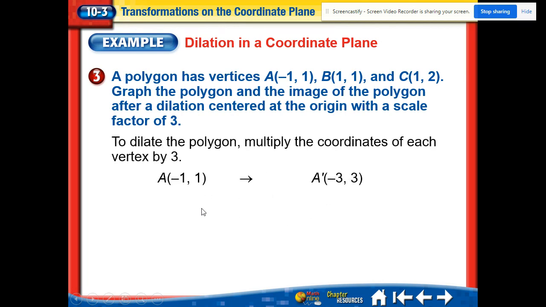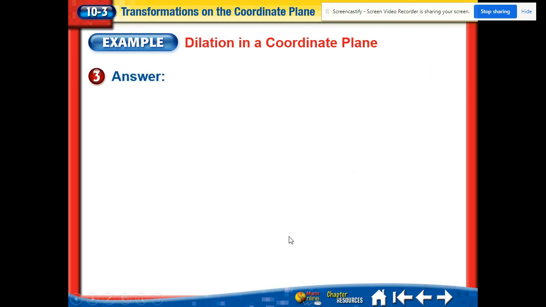Negative 1 times 3 is negative 3, and 1 times 3 is 3. So that's my new point. We're going to do the same thing for B and the same thing for C. Now let's take a look at this graph. Again, I'm not going to ask for the graph for the homework. I'm just going to ask for the points, but you understand what we're talking about here, just to see.